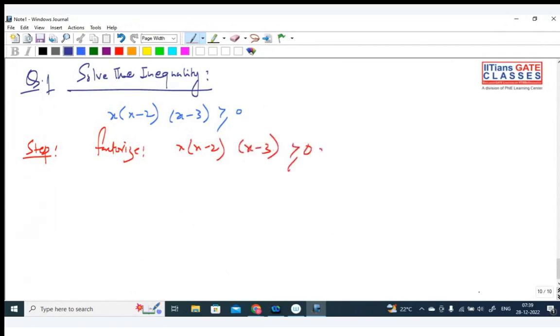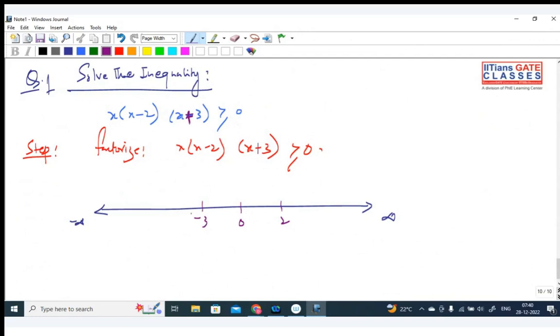Next step is make coefficient of x equal to 1. I believe all the x have coefficient one only, so step number two is also okay. You don't have to worry about step number two. Now you have to draw the number line, minus infinity to infinity, and then you put all these roots. You put here 0, here is 2, and minus 3 here. So this is basically (x minus 2)(x plus 3) greater than or equal to 0.